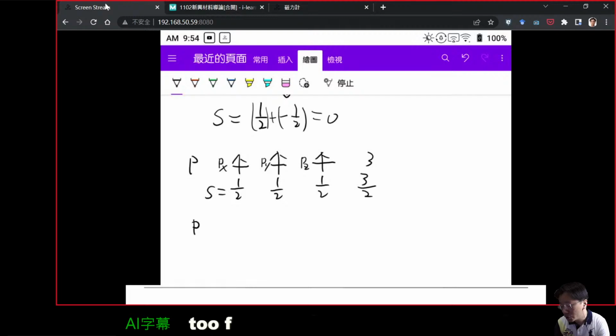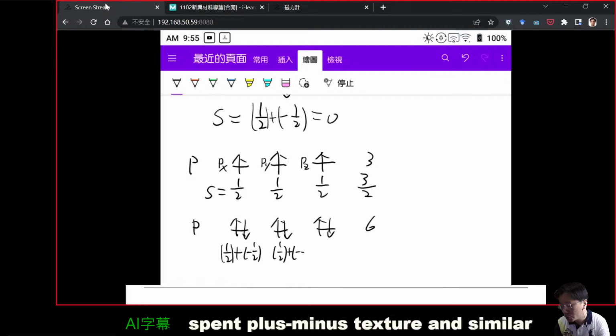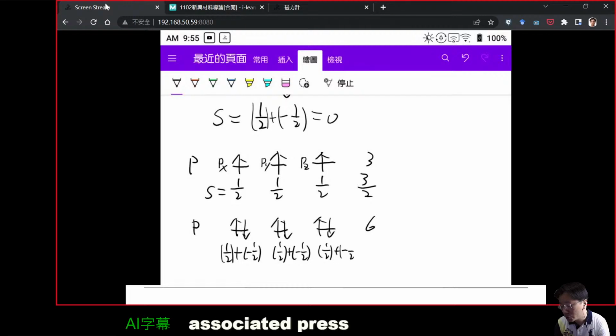But if the P orbital is fully occupied, we have 6 electrons that would be arranged like this. We have parallel and anti-parallel spins. So here is positive half spins plus minus half spins, and also similar here, plus minus, plus minus. So the total spin would be equal to 0.